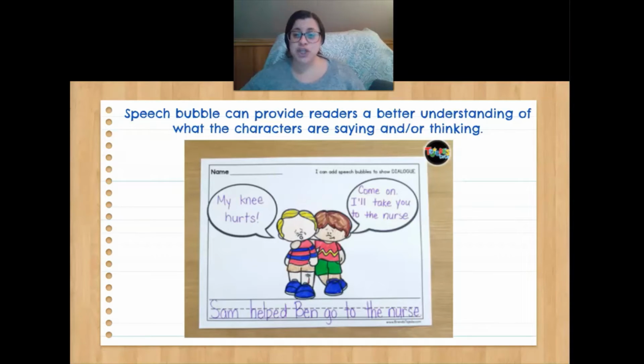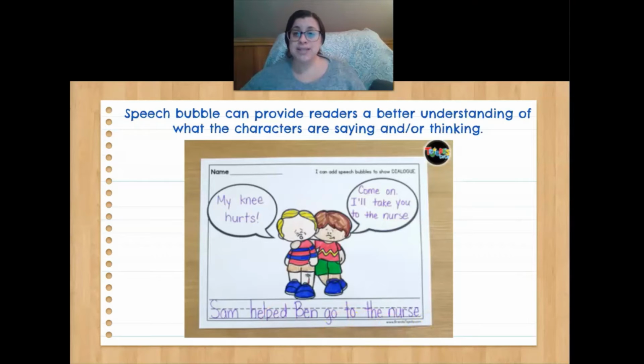So as you see in this picture, I have a sentence that says, "Sam helped Ben go to the nurse." When I read this sentence, I know that my characters are Sam and Ben, and they go to the nurse. However, the author has put speech bubbles to help me better understand more of what's happening in this picture and the sentence. In the speech bubble, it says, "My knee hurts." In this speech bubble, it says, "Come on, I'll take you to the nurse." My sentence says, "Sam helped Ben go to the nurse."